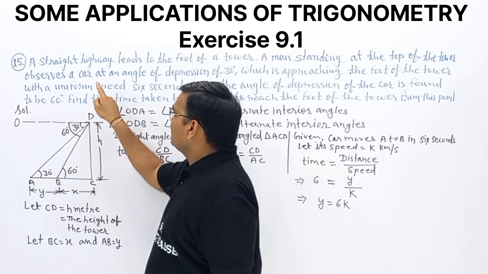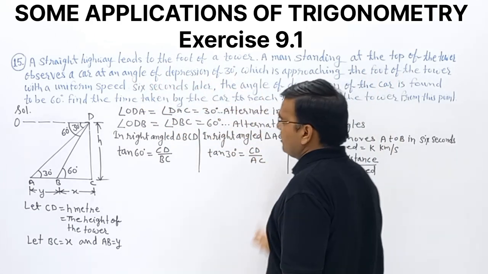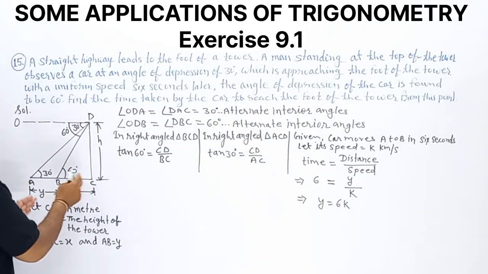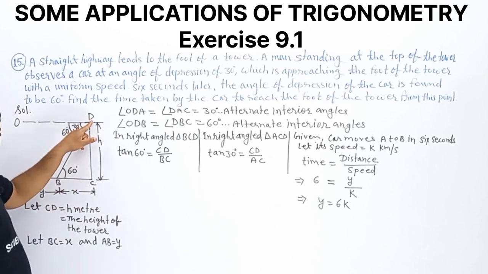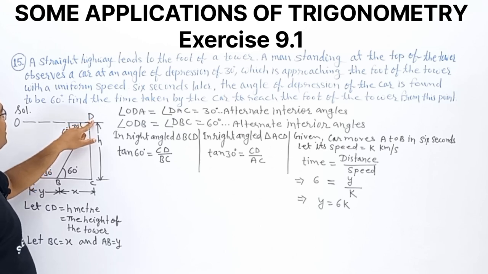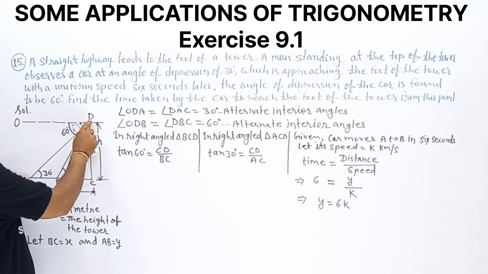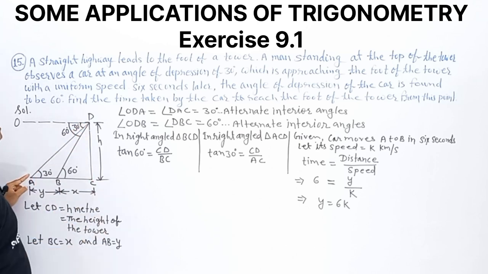A car at an angle of depression of 30 degrees which is approaching the foot of the tower. Observe again what is given in the question. We are having one straight highway leading towards the foot of the tower, and the top of the tower is this point, and the man is standing at this point and observing a car on the highway. So the angle of depression is 30 degrees, and the car is there. Car is going with uniform speed.